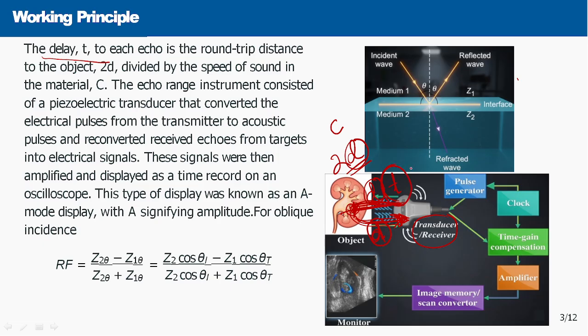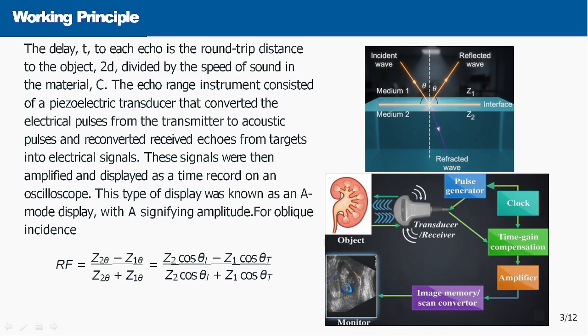If this is your t, it has a round trip time from here to here, again coming back. So if the delay is t, between transmitting and receiving, then we can find out the distance. Here it can be written as the delay t of each echo, the round trip distance to the object is 2d divided by c. So t equals 2d divided by c. This is the delay we can calculate easily.